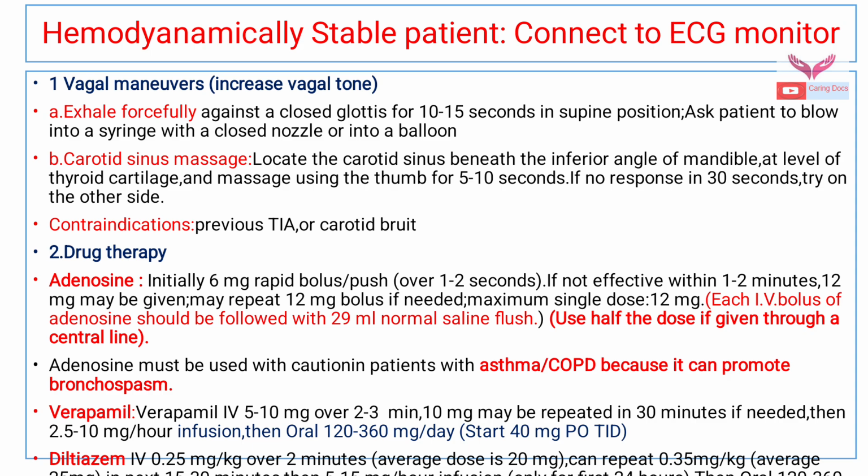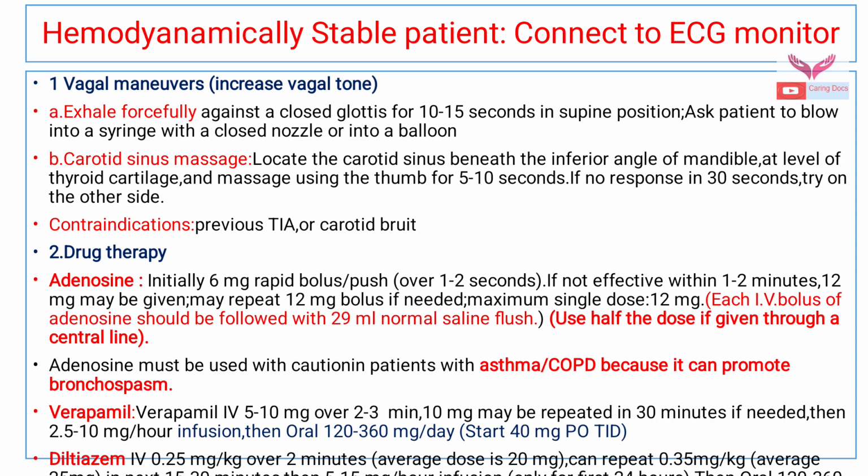First of all, we have to do the vagal maneuvers because they increase the vagal tone. The vagal maneuvers usually followed are: we ask the patient to exhale forcefully against a closed glottis for 10 to 15 seconds in a supine position. Ask the patient to blow into a syringe with a closed nozzle or into a balloon.